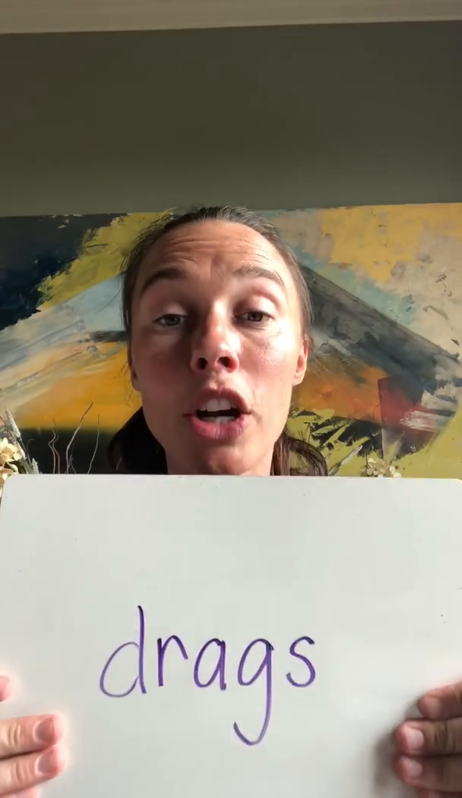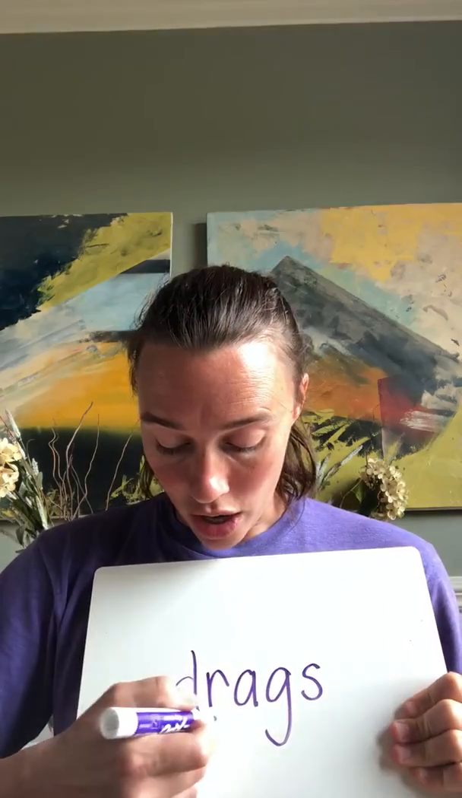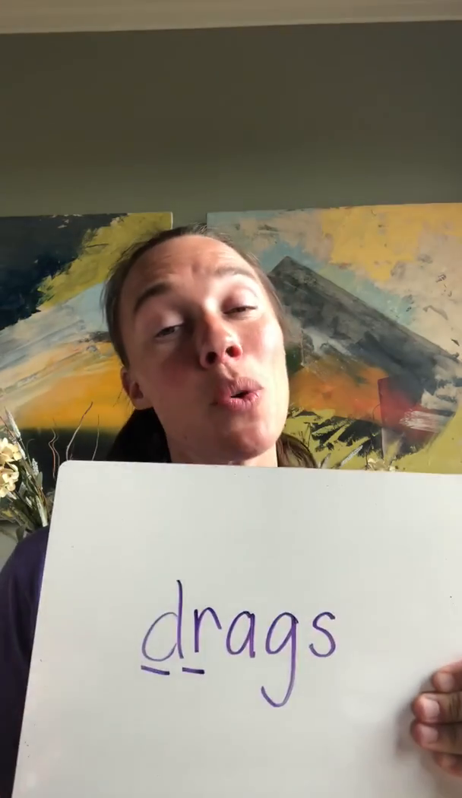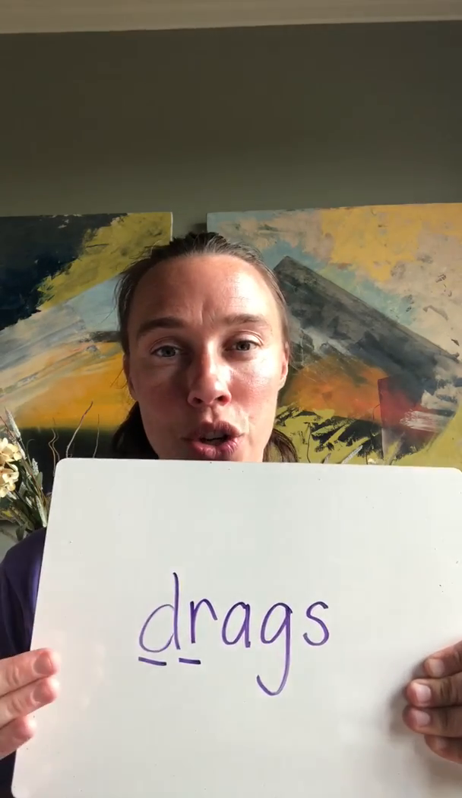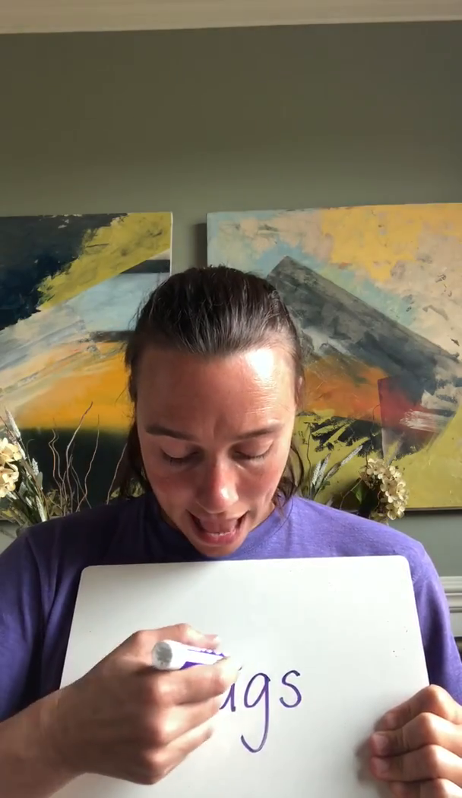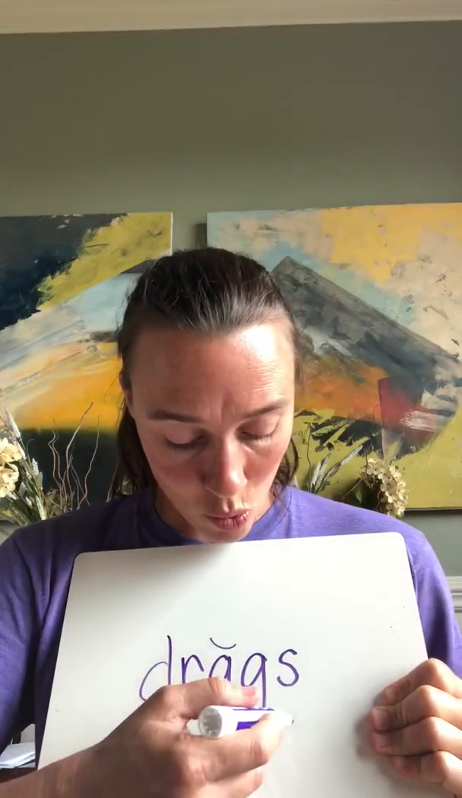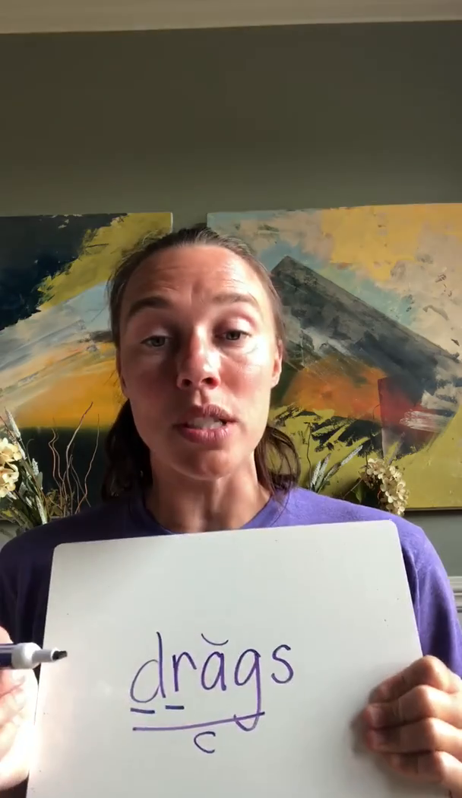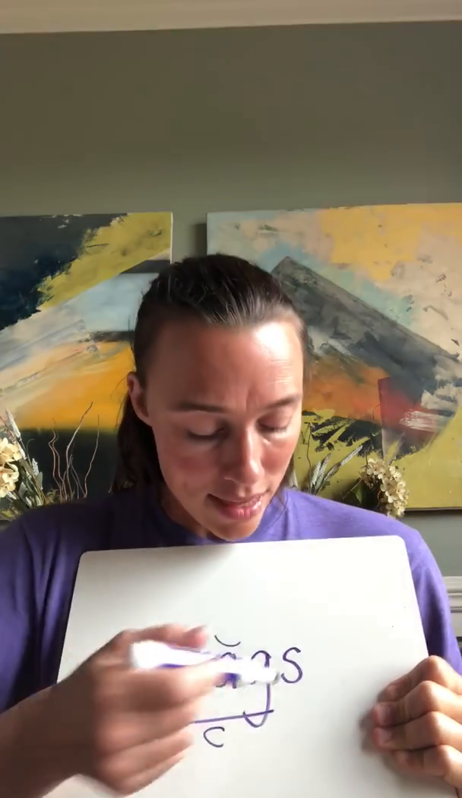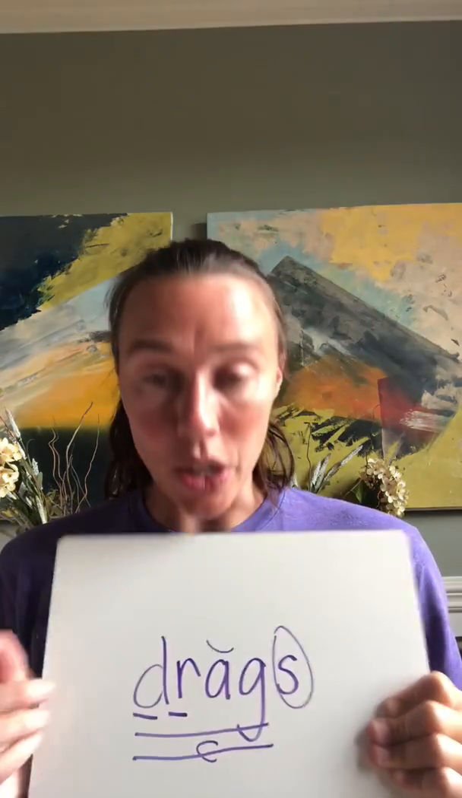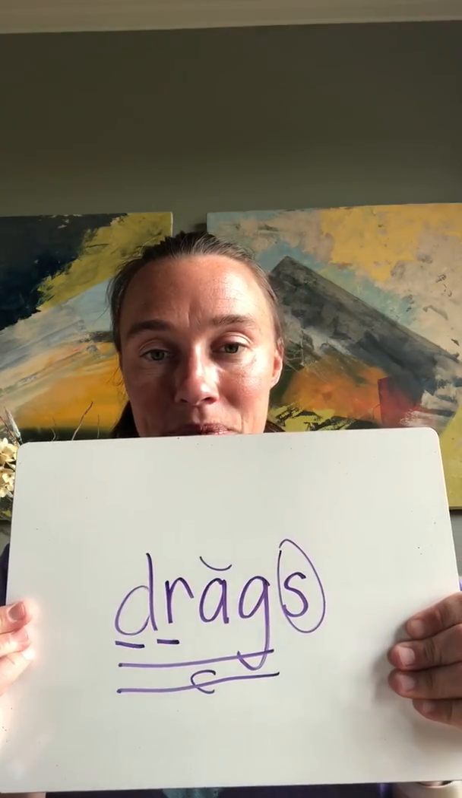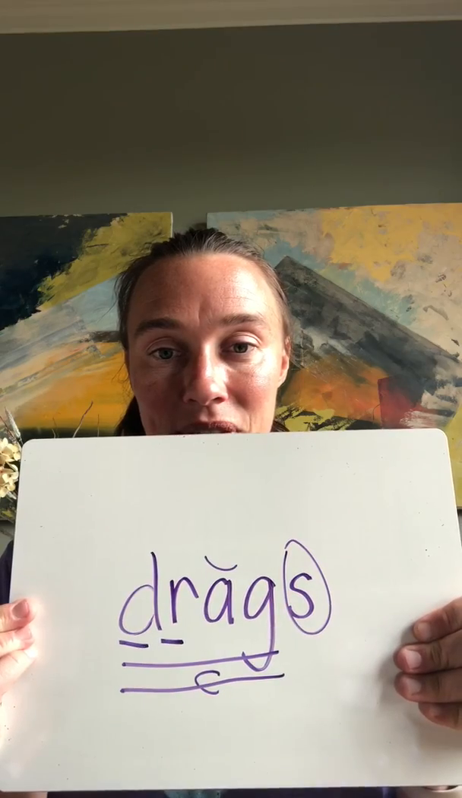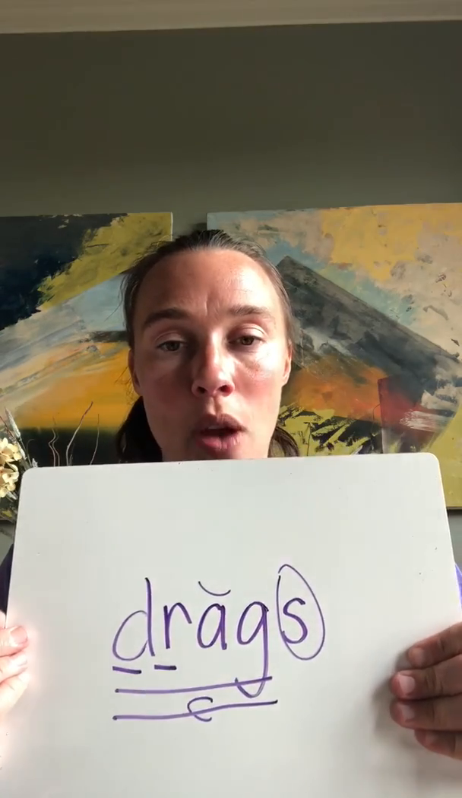Okay, here is your word, drags. Remember, DR is a blend, so make sure you have a blend there. Dr, not CH, dr. And then I hear a short a, which tells me that's a short vowel word, so this must be a closed syllable word. And then I see my suffix S, which tells me that my word is now marked up correctly. Check yours with mine and make sure you have it correct.